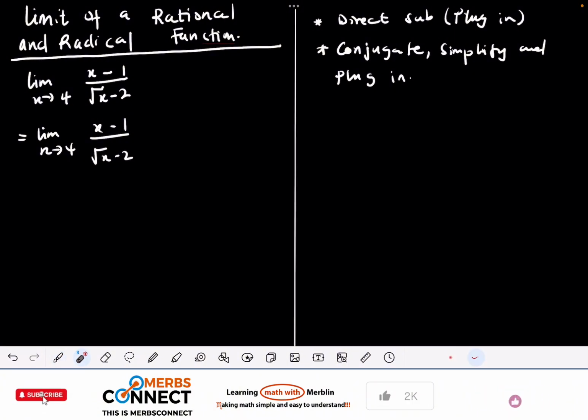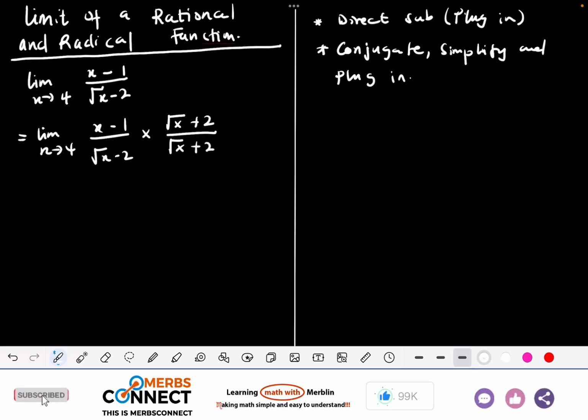So since this is negative, I'll multiply this function by 1, but not just 1, as we said, by writing the 1 here as root of x plus 2 divided by root of x plus 2. This is helpful because when I cancel, this can cancel this and it is 1, right? So that is the idea.